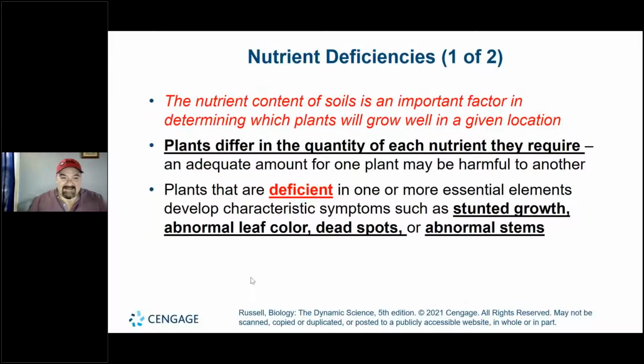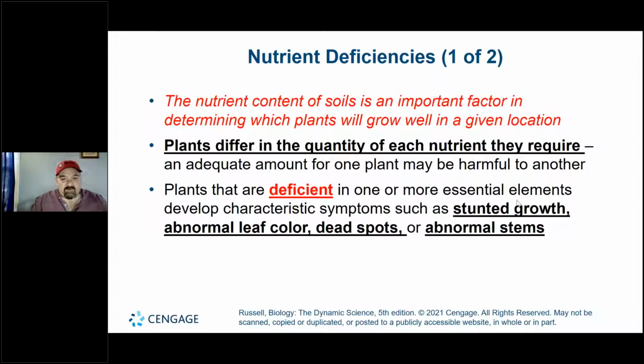Nice. So you'll see here now, and folks, do we need to state this? But you get this, right? Plants differ in the quantity of each nutrient they require. Each plant is unique, absolutely, right? What's an adequate amount for one plant could be harmful to another. Again, we get that. That makes sense.